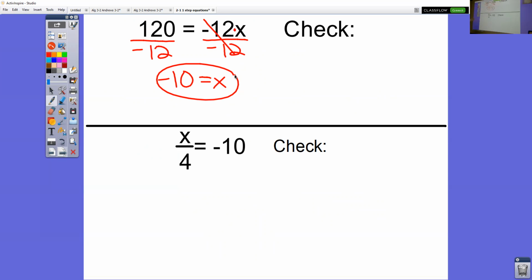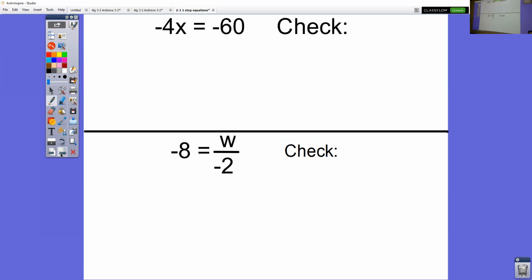And in this next one, we have x divided by 4. The opposite of divided by 4 is to multiply by 4. So I'm going to do times 4 and times 4. 10 times 4 gives me 40. Take a look at two more.